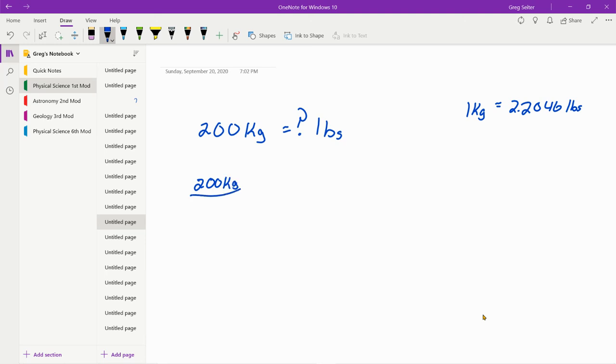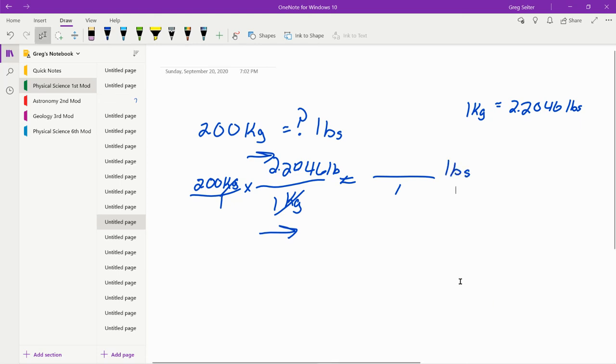200 kilograms over 1 times. We want our kilogram on the bottom. Pounds, 2.2046 pounds. Cancel out, equals, and then you're going to multiply straight across. Of course, we're going to have a 1 down here. Actually, my calculator's broken, or I'd do a little more of these, but there you go. All right, that's all you need to do. Then you're going to divide your answer, and you'll get your answer in pounds. All right.